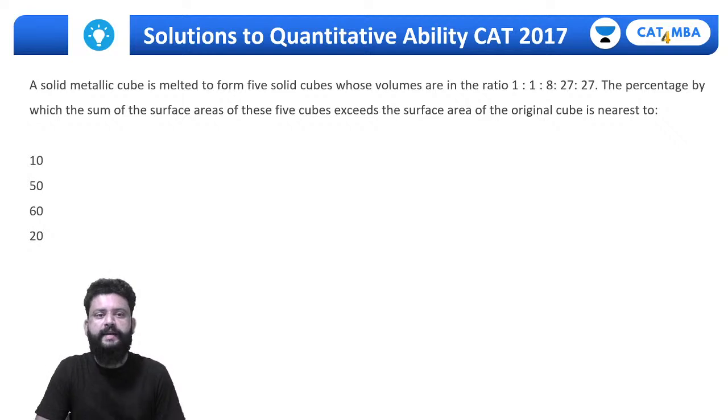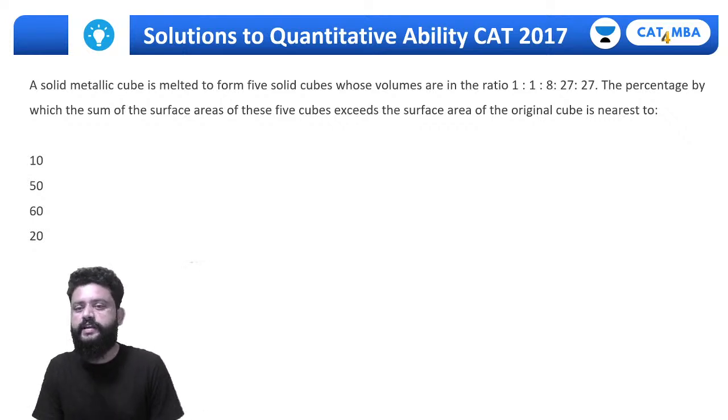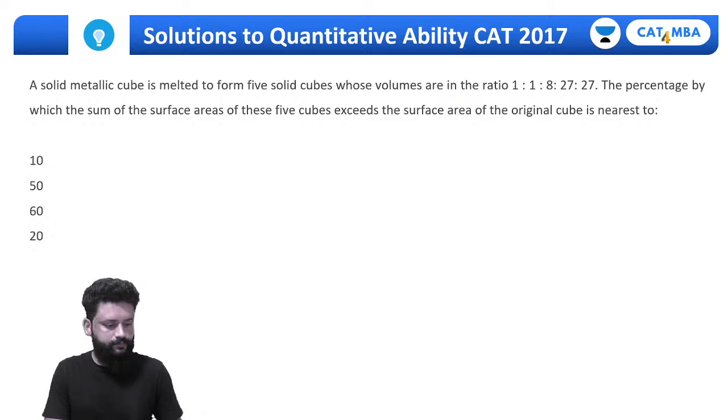A solid metallic cube is melted to form 5 solid cubes whose volumes are in the ratio 1:1:8:27:27. So the percentage by which the sum of the surface areas of the 5 cubes exceeds the surface area of the original cube is nearest to. So all of you must be knowing the formula for the surface area of a cube.